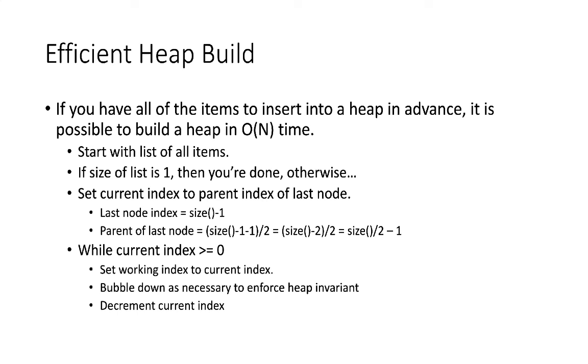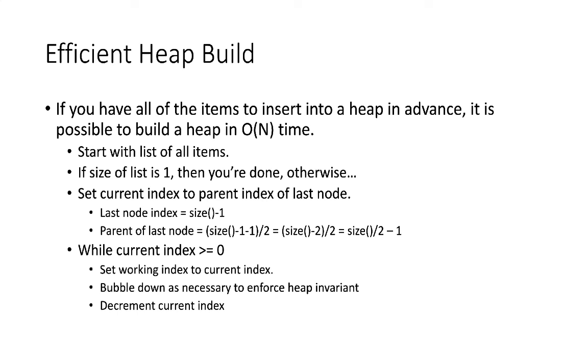So that's kind of a base case, a degenerate base case. But if you have more than one item, you set the current index. The algorithm works as follows. You set the current index to be the parent index of the last node, right? So you don't have to look at any of the leaves. You're looking for the first node that is not a leaf, and that is always going to be the parent of whatever the last node is. You know what the index of the last node is. That's just the size of your list minus 1.